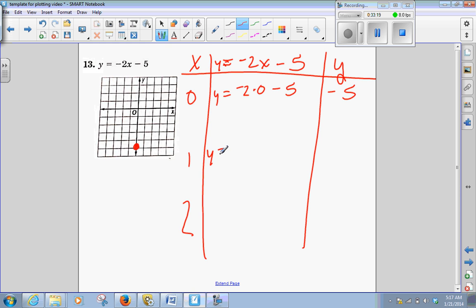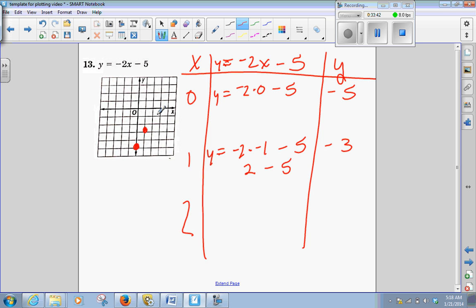Instead of y equals negative 2 times x, I'm going to do negative 2 times negative 1. So negative 2 times negative 1 is a positive 2. 2 minus 5 is a negative 3. So 1, negative 3 is going to be another solution. So go over 1 and then down 1, 2, 3.